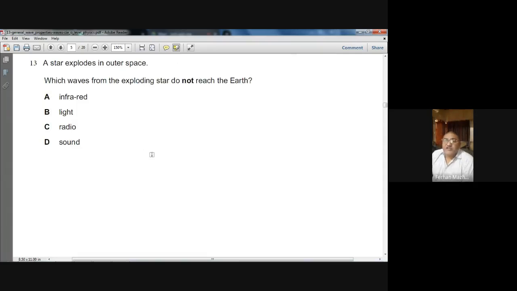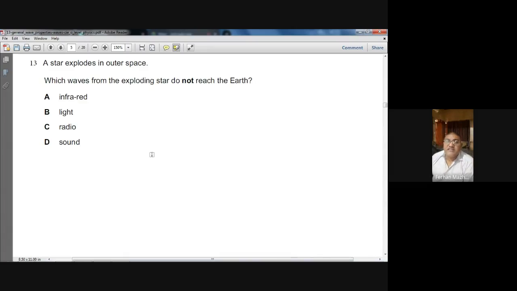A star explodes in outer space. Which waves from the exploding star do not reach the Earth? Infrared, they can reach the Earth because they are electromagnetic waves. They can travel in the vacuum. Light, that will reach because they are electromagnetic waves. They can travel through the vacuum. Radio waves are electromagnetic waves. They can travel through the vacuum, so they will reach.